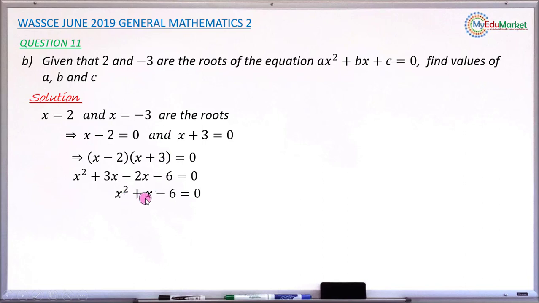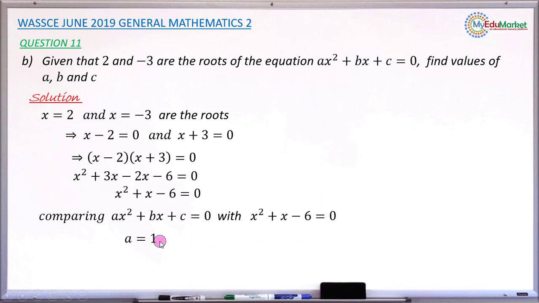Then comparing this equation with the one given, ax squared plus bx plus c equals 0, will enable you to find what a is, what b is, and what c is. So a is simply the coefficient of the square term in this equation, which is 1. The b is the coefficient of the x term here, which is 1 also. And the constant term, which is c, is minus 6. So there we have a as 1, b as 1, and c as minus 6.